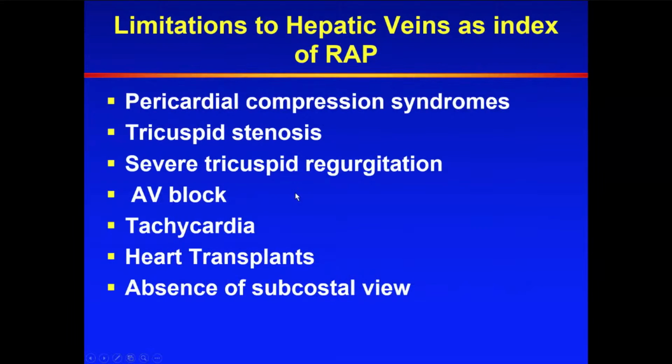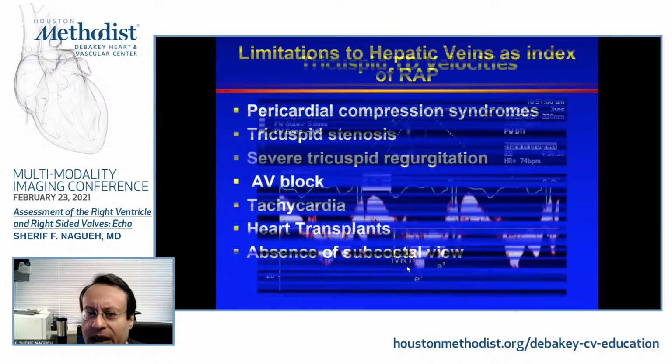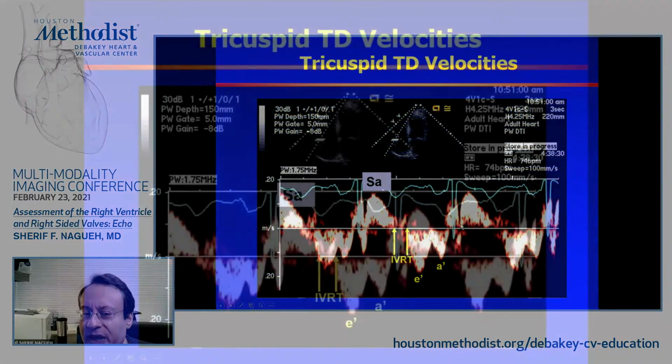Some of the limitations for using the hepatic veins include pericardial compression syndromes, tricuspid valve disease, be it stenosis or regurgitation, arrhythmias such as AV block and tachycardia, heart transplant recipients, and again, absence of subcostal view, which led to looking at other indices.